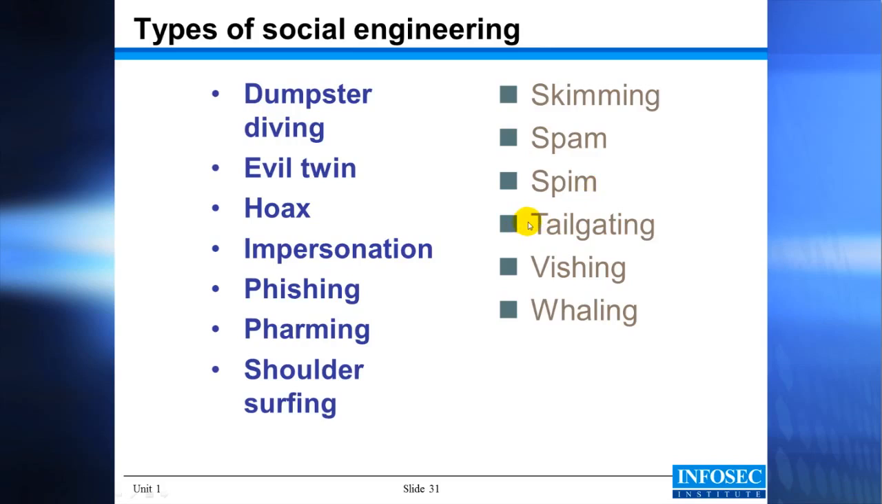Tailgating is a technique that is used to get through a security checkpoint. The attacker follows a legitimate user through the door or past a security gate, pretending to be with the authorized person. Now, vishing and whaling are techniques applied to phishing attacks launched against individuals.